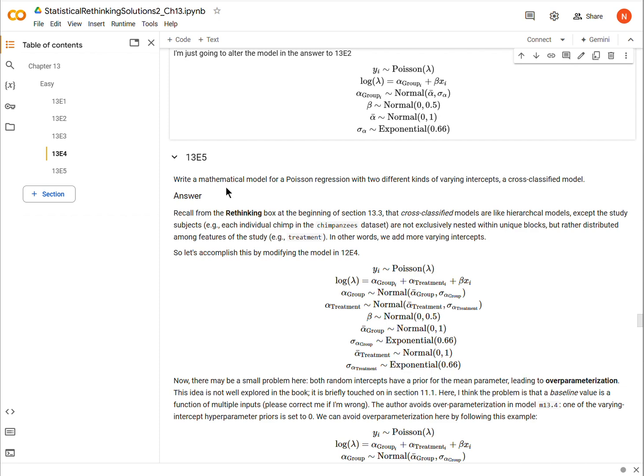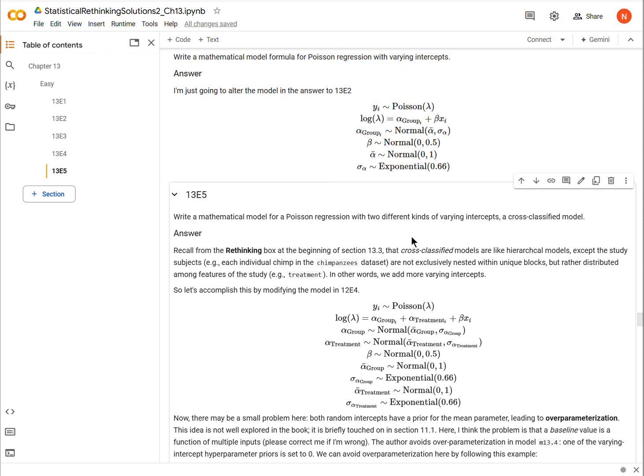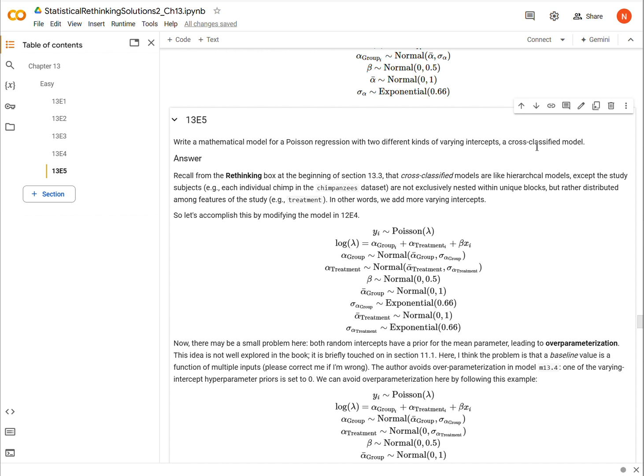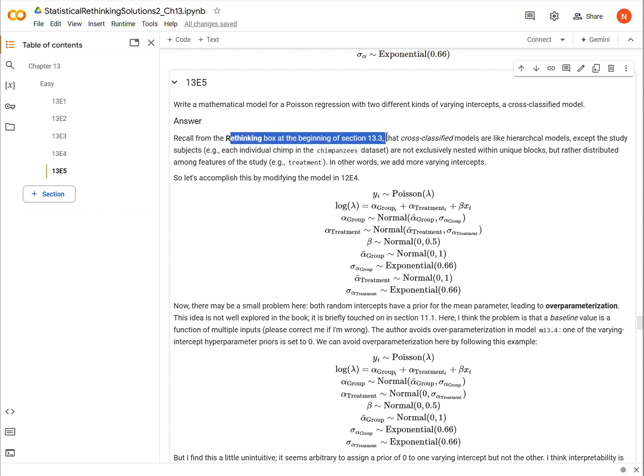Now in 13E5, we're going to do the same thing, but we're no longer using a hierarchical model where all of the groups, for instance, fit into one cluster, but a cross-classified model. Even though the question asks us to do a cross-classified model, the book does not give a lot of detail about it. The detail that is given is in the rethinking box at the beginning of section 13.3. I think I'm paraphrasing here, but they're like hierarchical models, except that the study subjects are not exclusively nested within unique blocks, but rather distributed among features of the data.